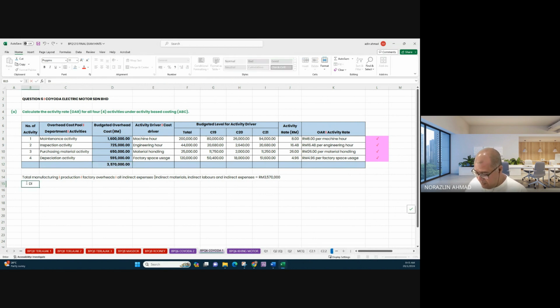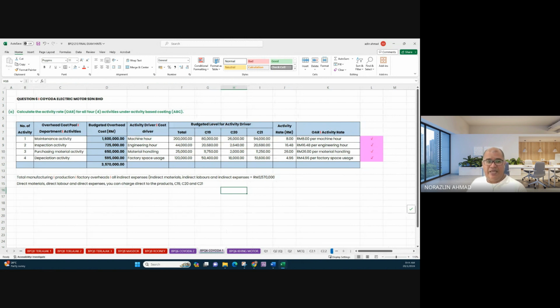Direct material, direct labor, and direct expenses, okay, you can charge directly to the products C19, C20, and C21. Yeah, okay.